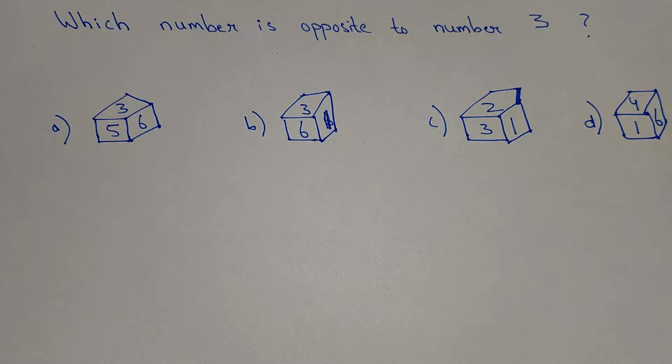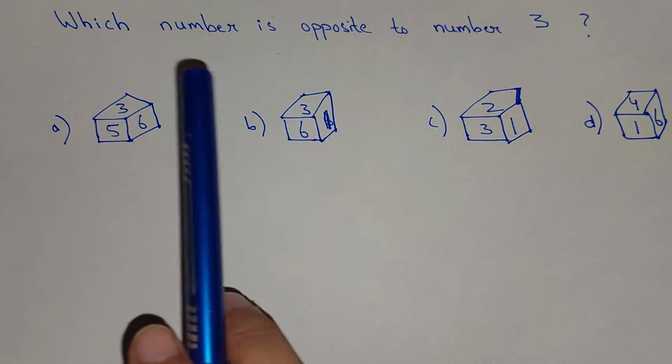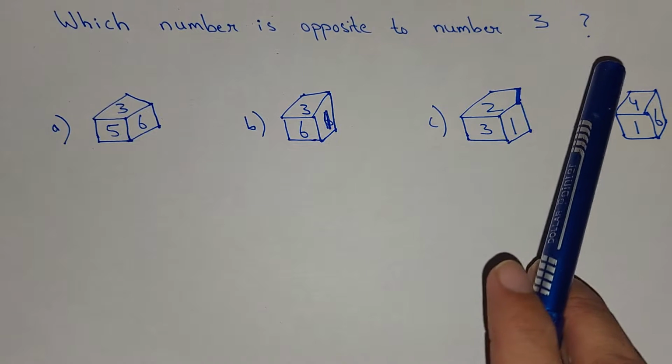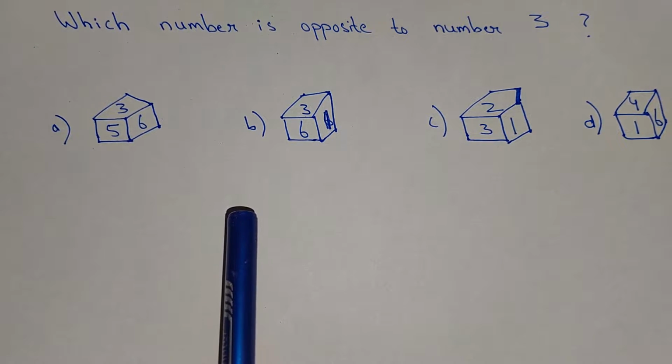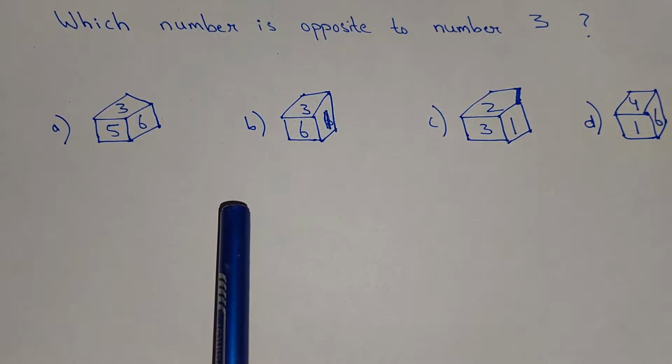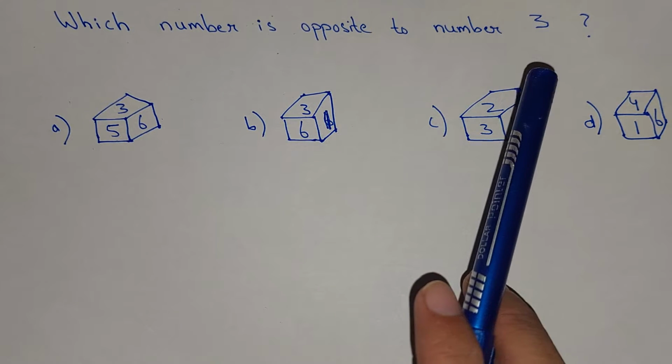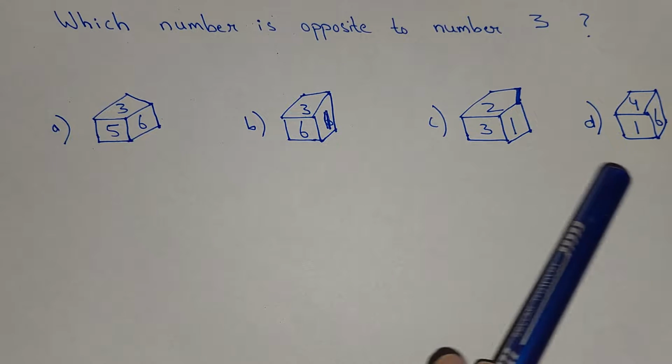In this video, we will learn about the dice problem. The problem says, which number is opposite to number 3? Now we know that in a dice there are a total of 6 numbers: 1, 2, 3, 4, 5 and 6. So which number is opposite to number 3? We are given 4 options.